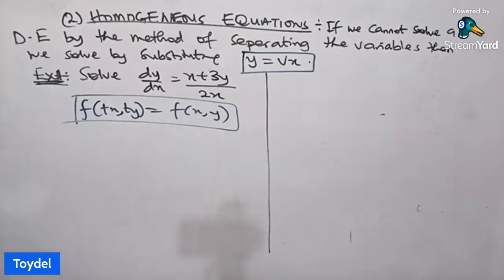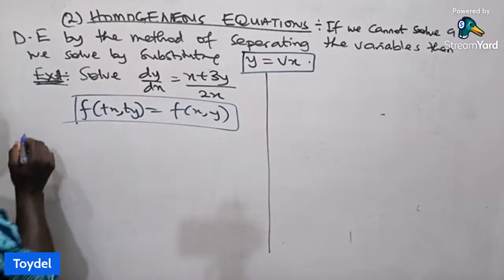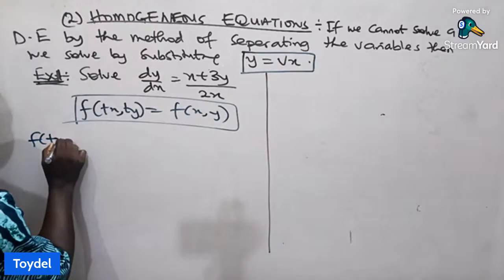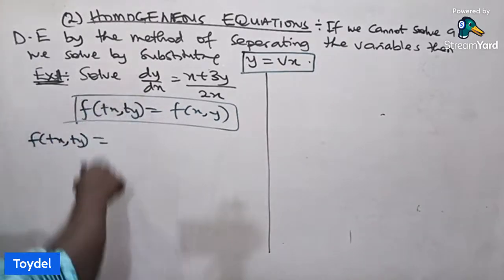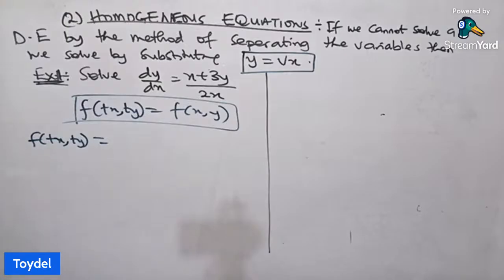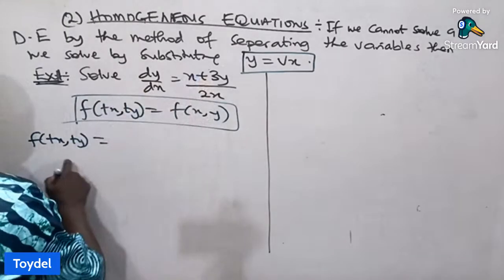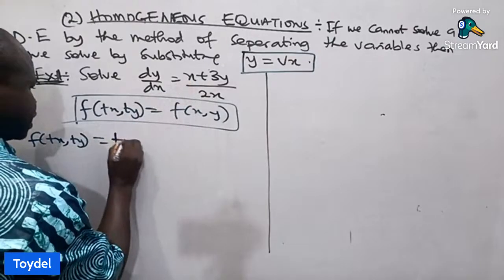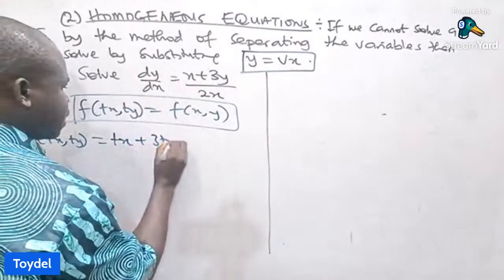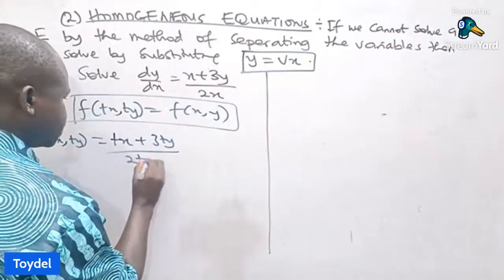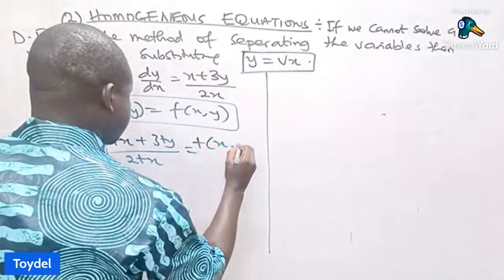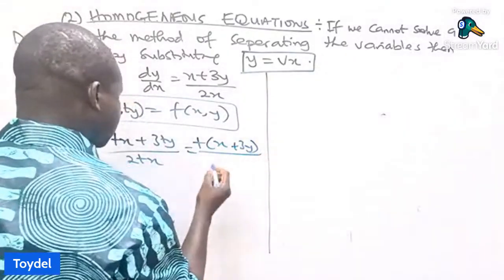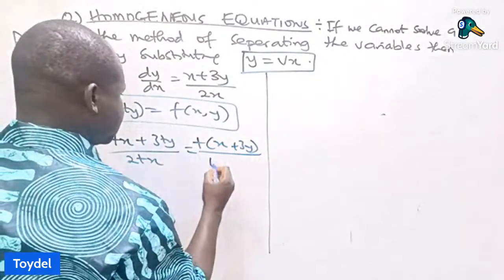So if I have to show this, what do we do here? If we have f of tx, ty, that will be, in this case now, f is a function of dy dx. So dy dx is this. Then wherever you see x, you put tx here, plus 3ty all over 2tx. t can come out at the numerator. What do you have there? x plus 3y. At the denominator, we can have 2x.